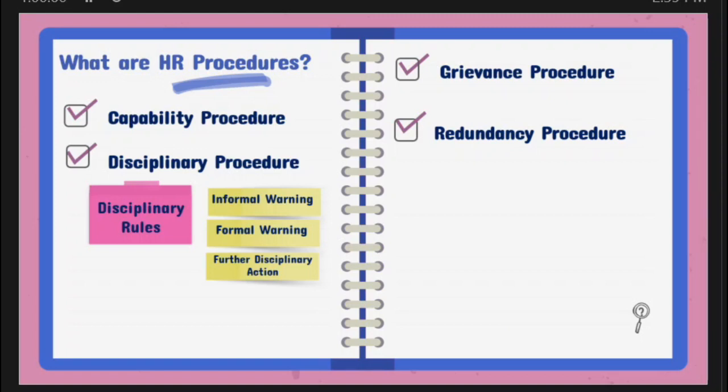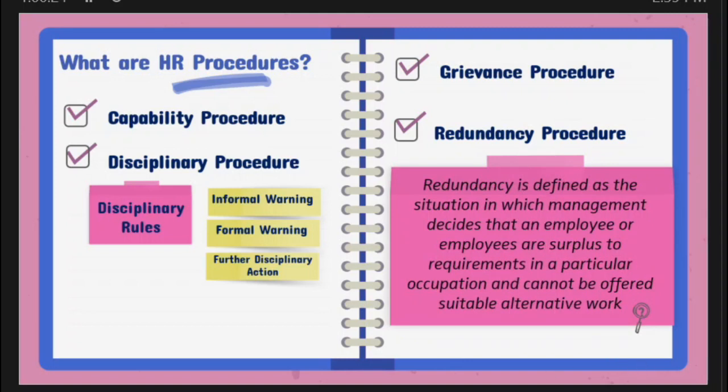Next, we have the redundancy procedure. When dealing with this difficult process, a redundancy procedure seeks to satisfy statutory, ethical, and practical factors. For example, redundancy procedure: redundancy is defined as the situation in which management decide that an employee or employees are surplus to requirements in a particular occupation and are not to be offered suitable alternative work.